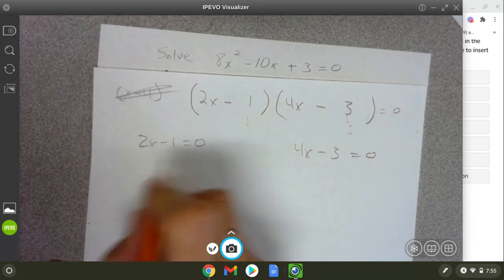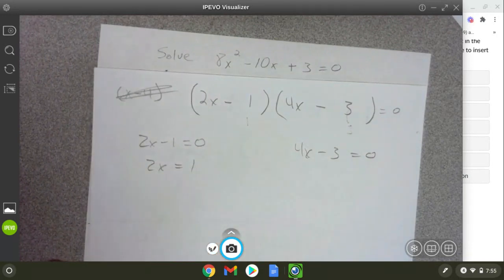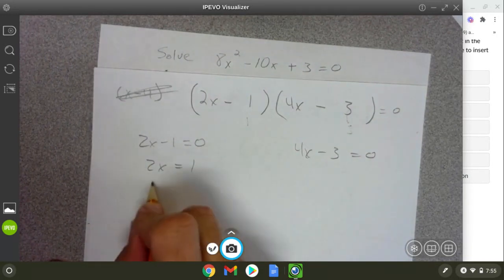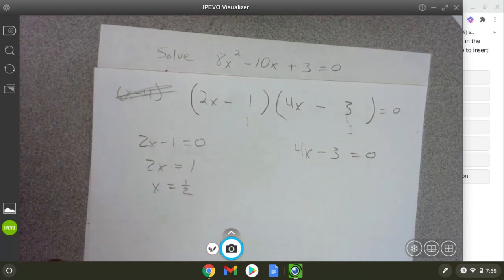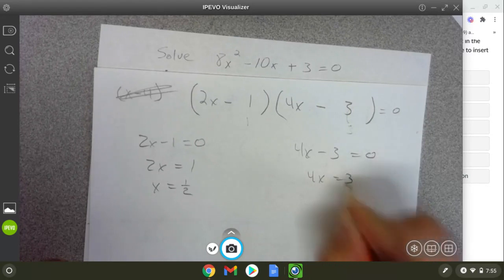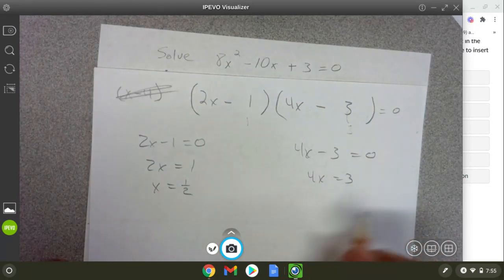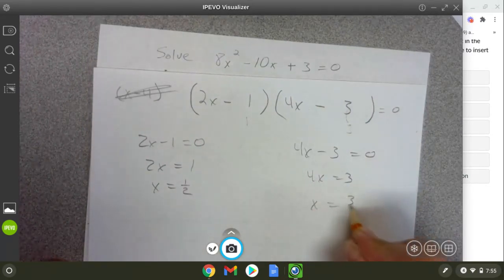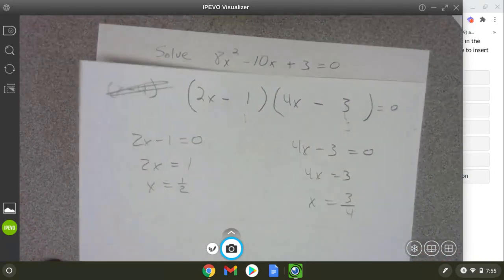All right, add 1 to both sides, you'll get 2x equals 1. Divide by 2, and you'll get 1 over 2. Add 3 to both sides, you'll get 4x equals 3. And then divide by 4, you'll get 3 over 4. All right, that's good.